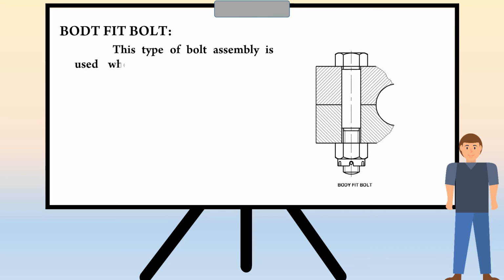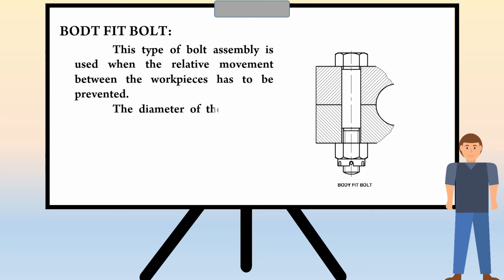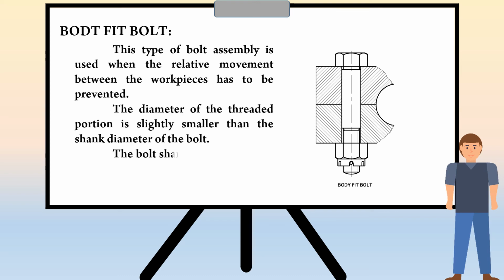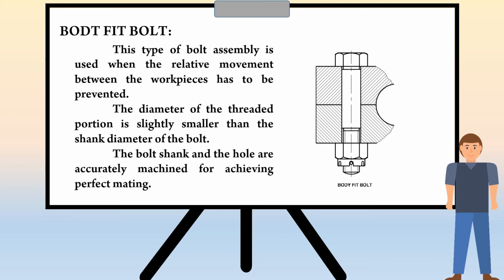Second one is body fit bolt. This type of bolt assembly is used when the relative movement between the workpieces has to be prevented. The diameter of the threaded portion is slightly smaller than the shank diameter of the bolt. The bolt shank and the hole are accurately machined for achieving perfect mating.